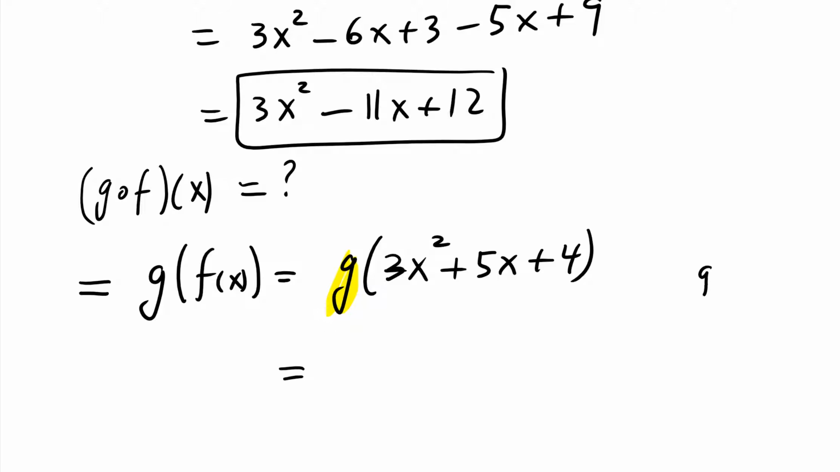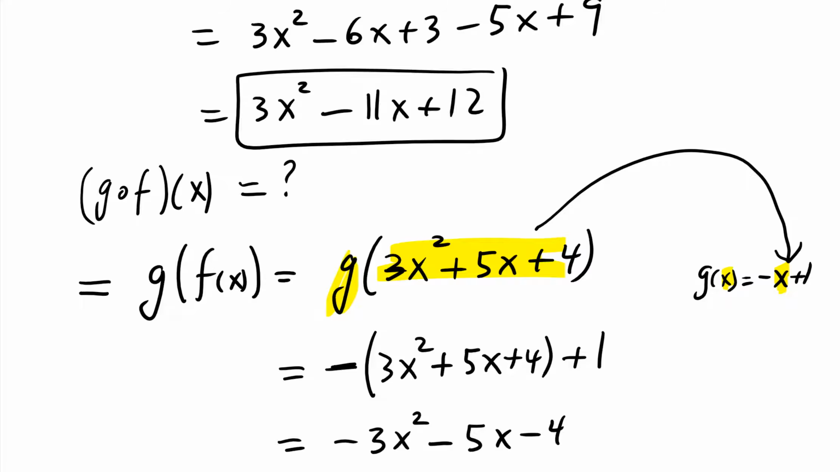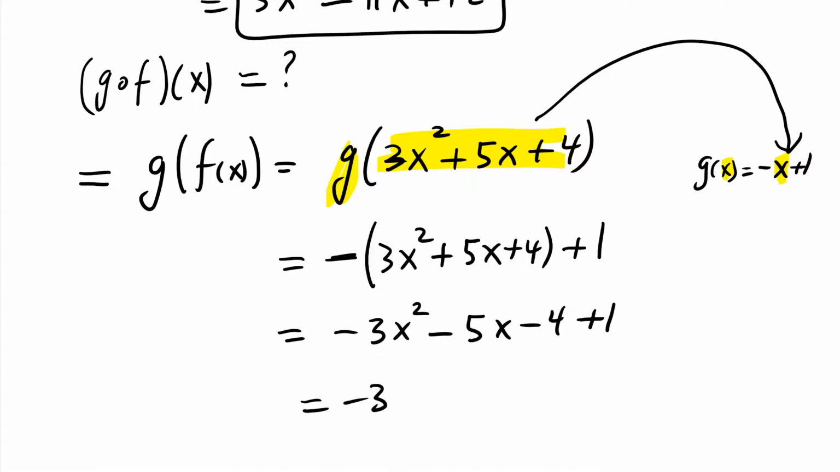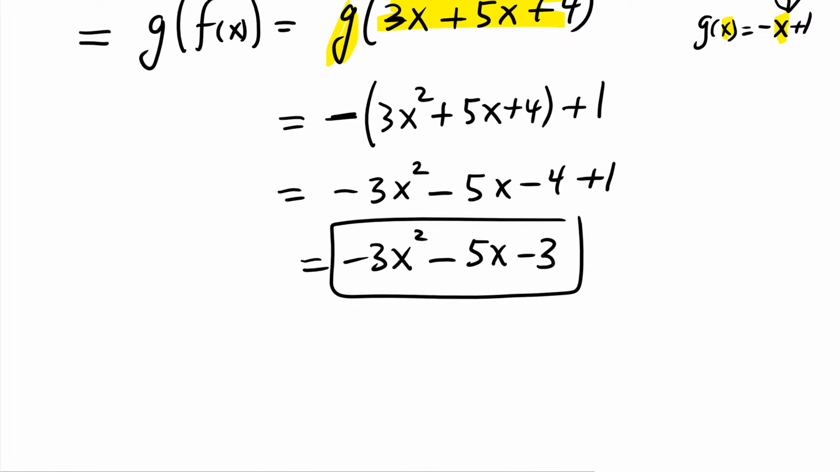And remember, on the side I'm going to rewrite g. G was negative x plus 1. So we're going to replace the x with all this quantity. So all this will go there. So pay attention to the negative sign. You put all that quantity for x plus 1. Multiply the negative sign in. That's about composite functions.